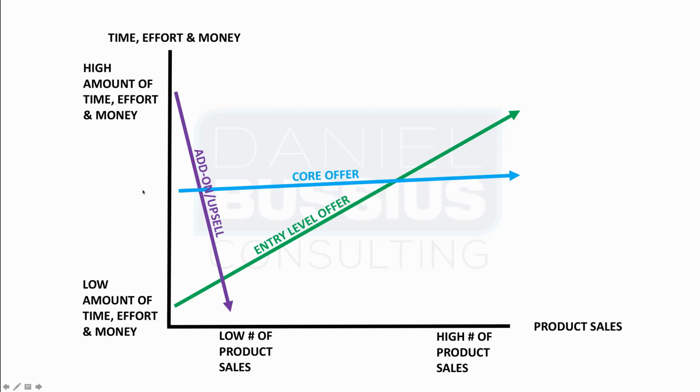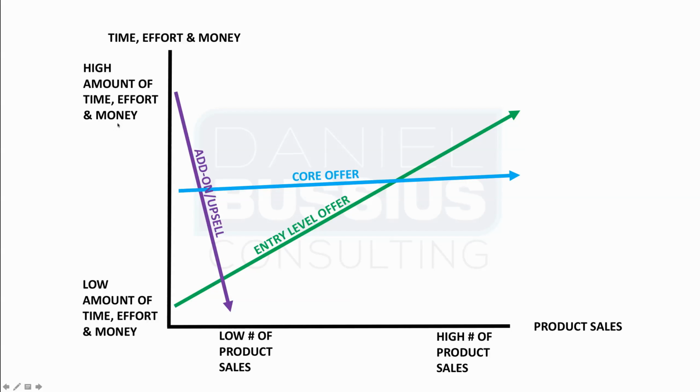So it's going to be a mid-level amount of time, effort, and money, and it's going to be, hopefully, the one that is driving the majority of your profit and your sales, okay? So the majority of your profits should be coming from your core offer. And then the final thing is your add-on, your upsell, your profit maximizer, however you want to call it.